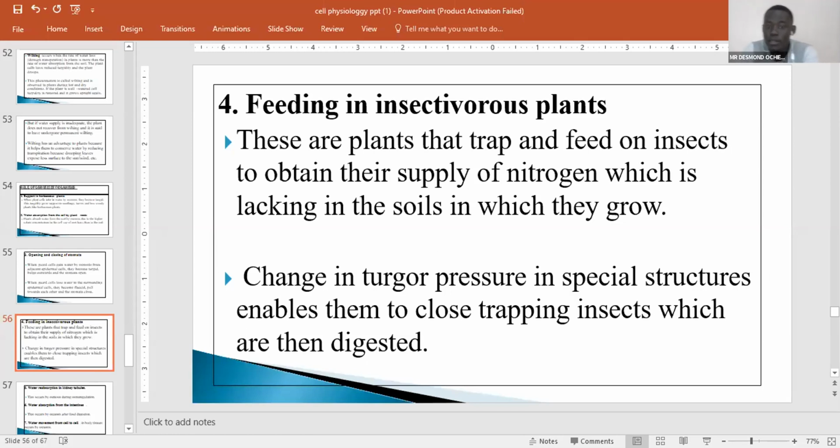So, change in turgid pressure in special structures. Now these plants have got special structures which can detect change in turgid pressure. So we are saying that change in turgid pressure in special structures enables them to close, trapping the insects, which are then digested. There is usually a change in turgid pressure, which is detected especially when insects land on those structures. This change in turgid pressure is detected, and then the plants respond by closing the structures. And when they close the structures, they trap the insects, and these insects are finally digested, and they produce nitrogen, which is used by the plants.